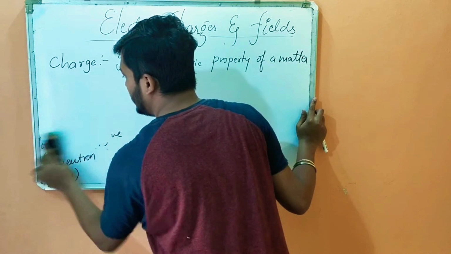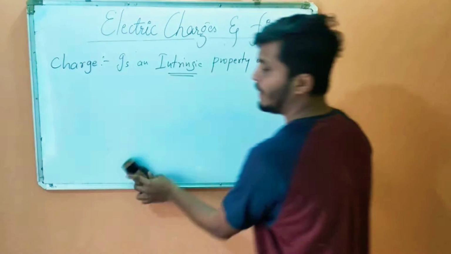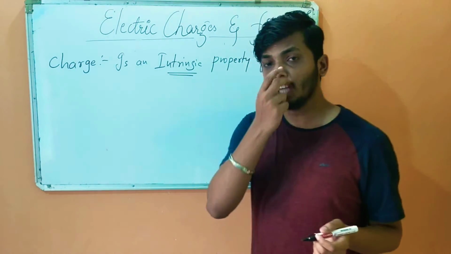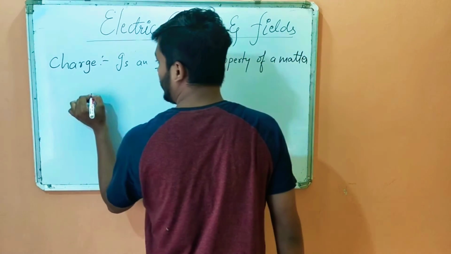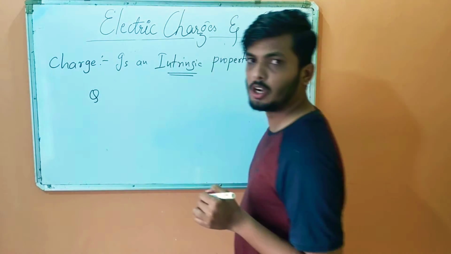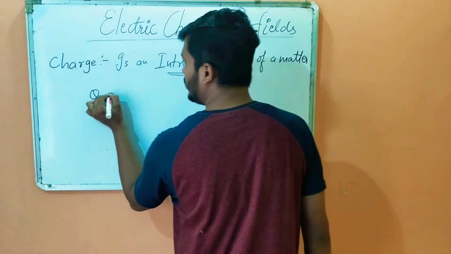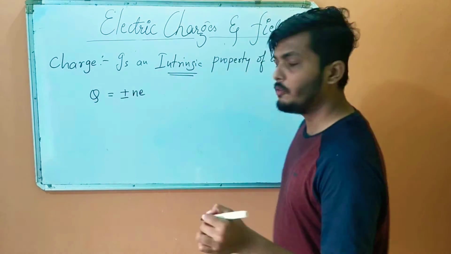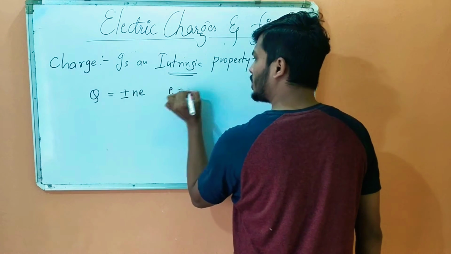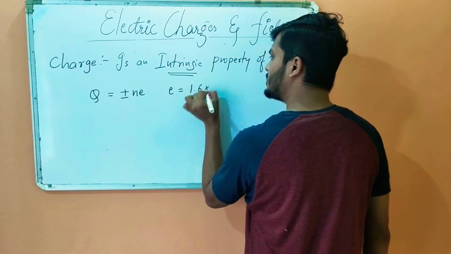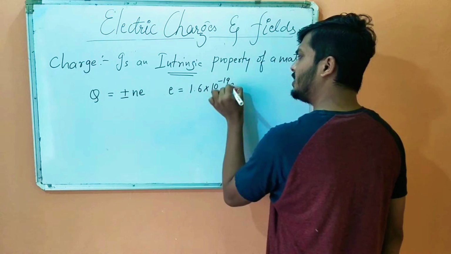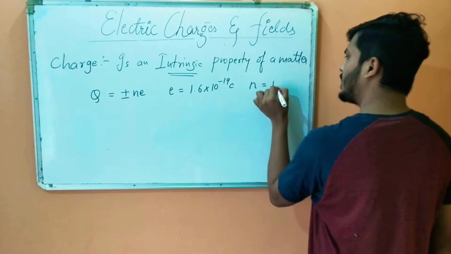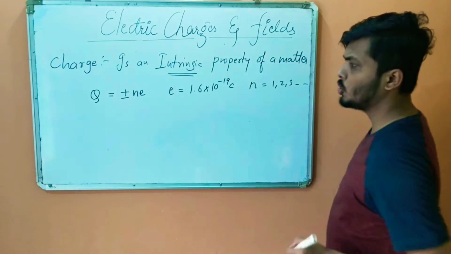Charge is an intrinsic property of matter. Correct. Now charge is denoted by a capital letter Q. Q is equal to plus or minus Ne, where e is the charge of an electron, that is 1.6 × 10^-19 coulombs, and n is an integer. It can be 1, 2, 3 and so on.